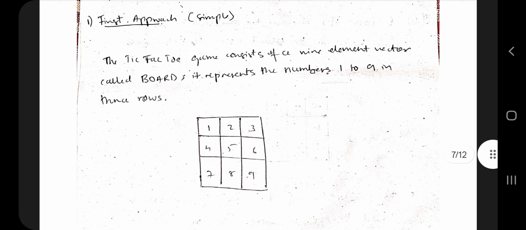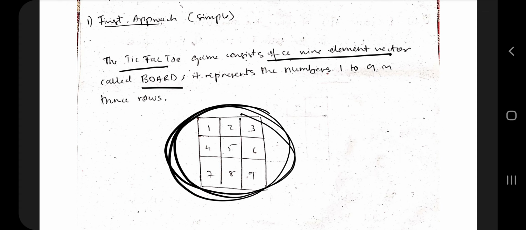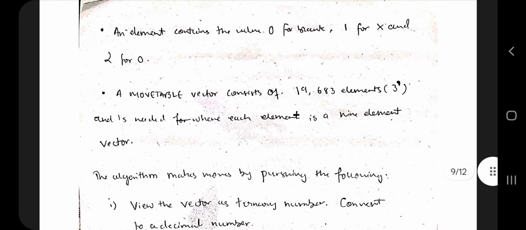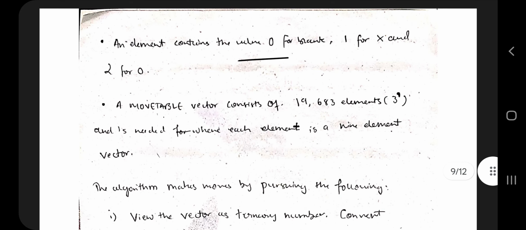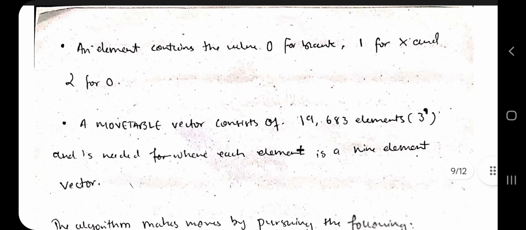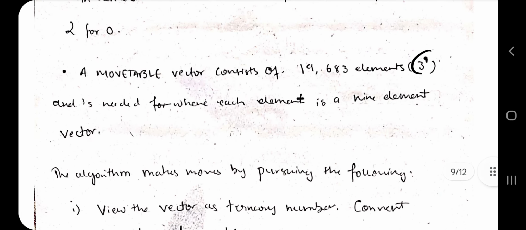The first approach is that all the elements of the tic-tac-toe are 9 elements, and the vector is called a board vector. Okay, so the elements are presented in the form of a board vector. Numbers from 1 to 9 and 3 rows are there. Okay, so an element contains the value 0 for a blank, 1 for x and 2 for o. So that is how it is represented in the vector: 0 is for a blank, 1 is for the x, and 2 is for the o. Okay, so 3 possibilities are there. So totally how many possibilities will be there? 3 power 9, and all these are stored in the form of a vector, a 9 element vector.